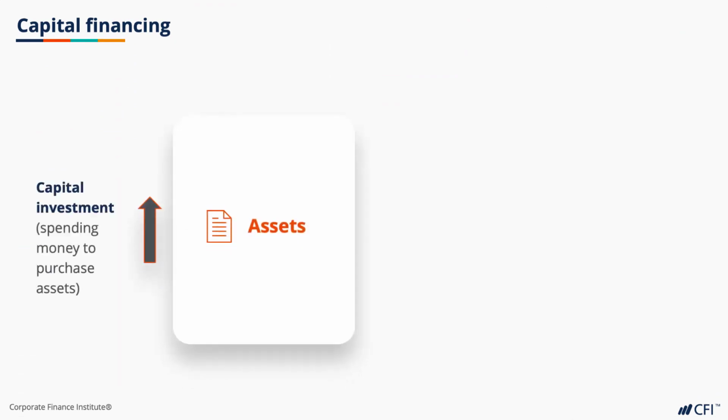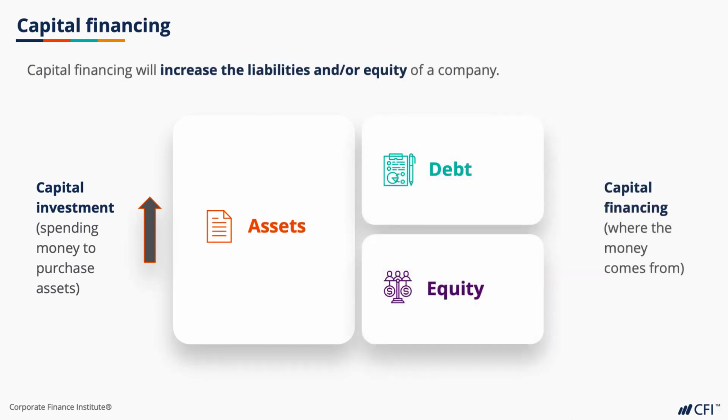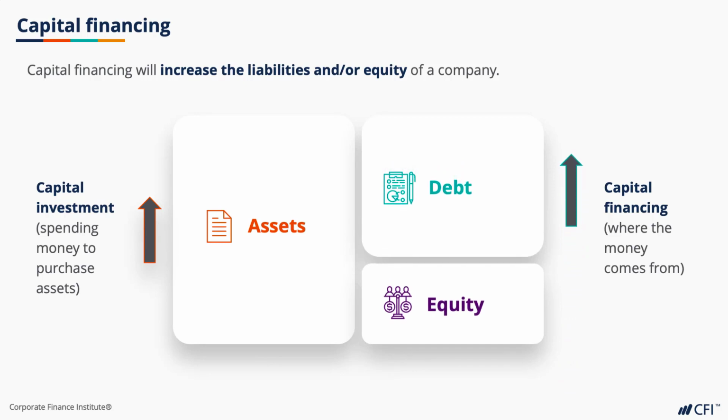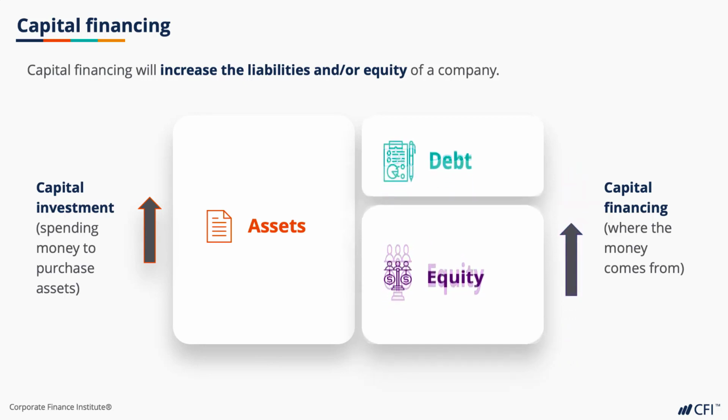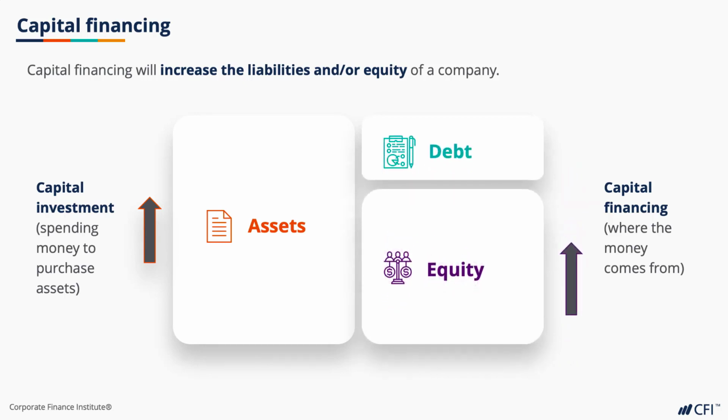So as a refresher, when a company makes a capital investment, it's building the assets of the business. When a company uses capital financing, it's going to increase either the debt or the equity in the business and balance the balance sheet out. In the coming lessons, we'll be looking at different types of debt and equity that companies can use to fund the purchase or the investment in these assets.